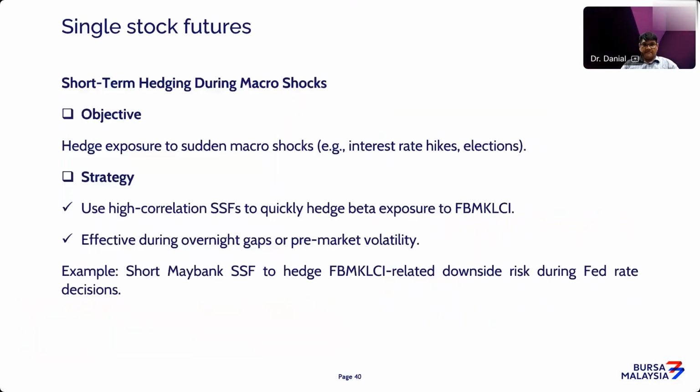So that is defensive. For short-term hedging during macroeconomic shocks, what we are trying to do is hedge exposure to sudden macroeconomic shocks. How are we going to use it? We can use high correlation SSF to quickly hedge beta exposure to FBM KLCI. It's also very effective to cover yourself during overnight gaps. For example, you can short Maybank to hedge FBM KLCI related downside risk during the Fed rate decision. It was just last month. All right, last slide.